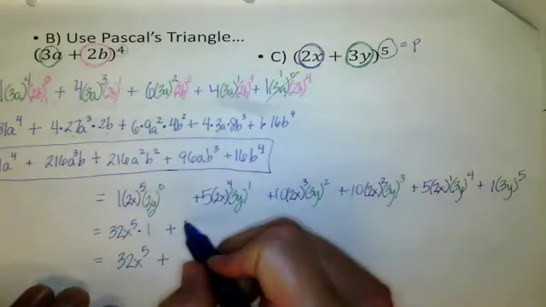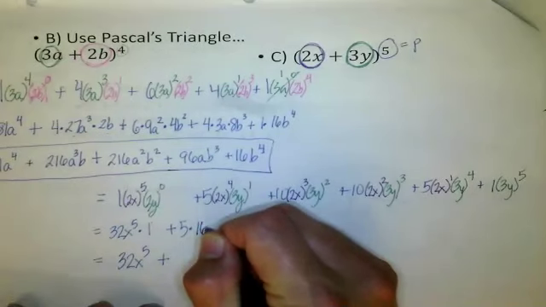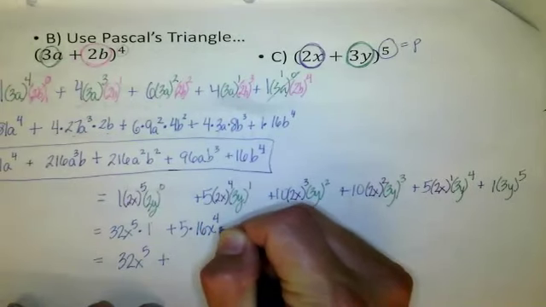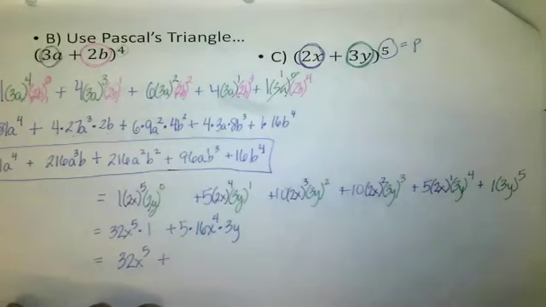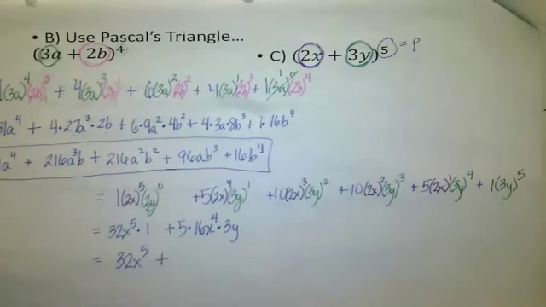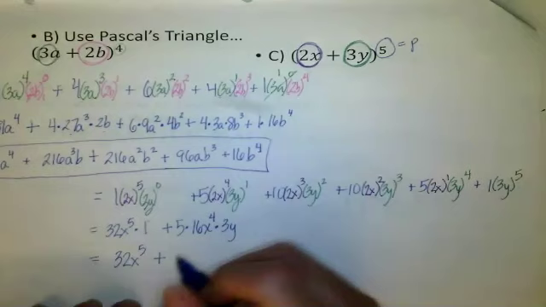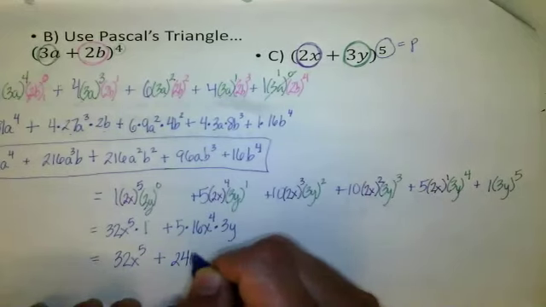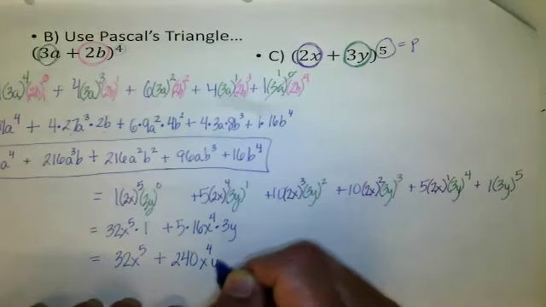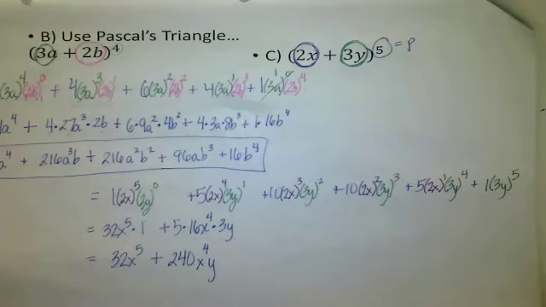All right, we got 5 times, what's 2x quantity to the fourth power? 16, x to the fourth, good. And then we also have the times 3y. And 5 times 16 times 3. 240, good. X to the fourth, y. This is fun stuff.